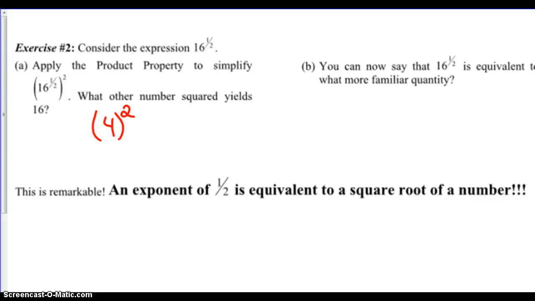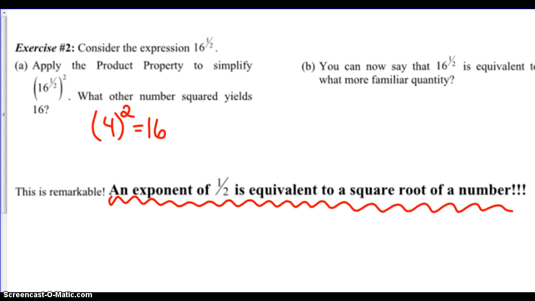So 16 could instead be 4 squared. If I looked at 4 squared, would also make it 16. I want to make it something even more familiar. So as I go through, I could say that that 4 could just be 2 squared. So what we're learning here is this exponent right here of the 1/2 is equivalent to the square root.